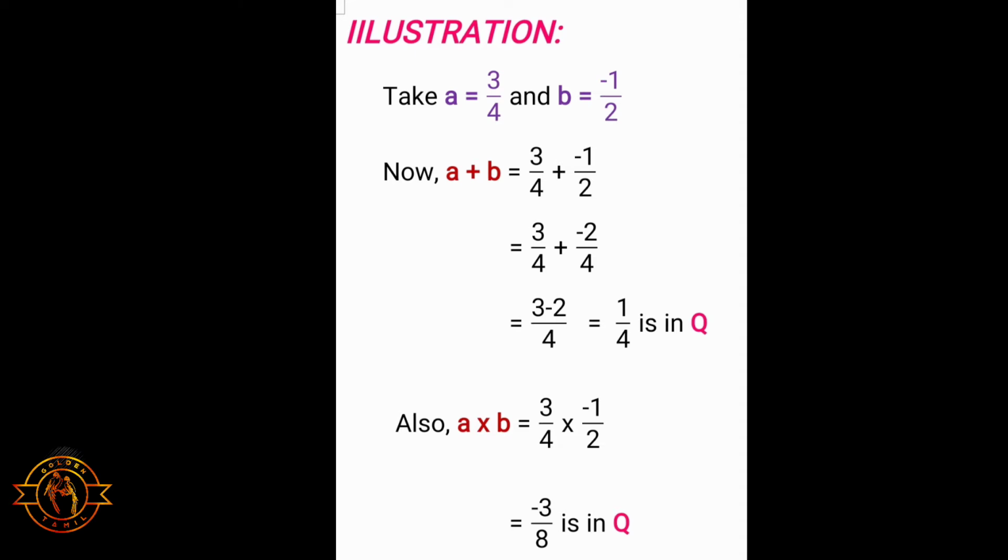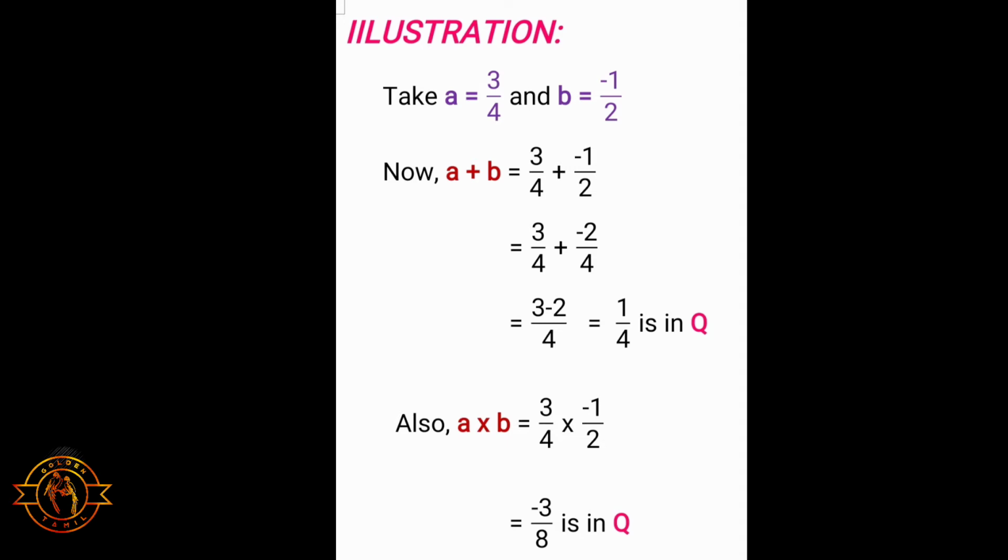First, let us take A is equal to 3 by 4 and B is equal to minus 1 by 2. Now, let me add these two numbers. A plus B is equal to 3 by 4 plus minus 1 by 2. Here there are different denominators, so we have to convert to the same denominator. Let me take LCM for 4 and 2. What is the LCM for 4 and 2, my dears? Yes, it's 4. Already in the rational number 3 by 4, the denominator is 4, so we need not change that rational number.